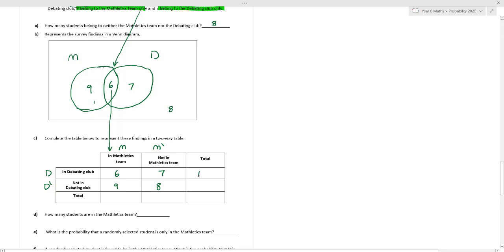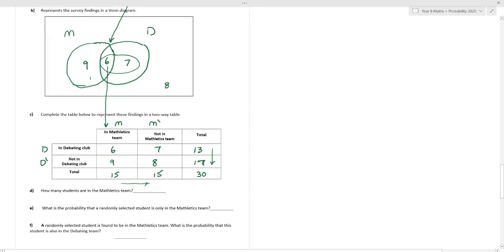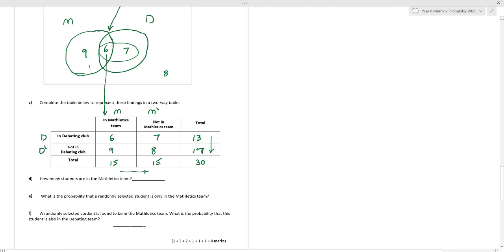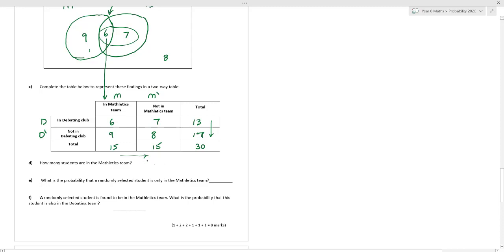Now, we could fill all those out. There's a total of 13 students in debating, which is that right circle there. This adds to 13. And there's 17 students not in debating. Likewise, there's 15 students in Mathletics, and there is 15 students not in Mathletics. That is a total of 30. So this column here and this row needs to add to 30. How many students in the Mathletics team? If you fill it out correctly, we should be able to fill everything out. How many in the Mathletics team? Shout it out, girls. 6? No, 15. 15. Okay.